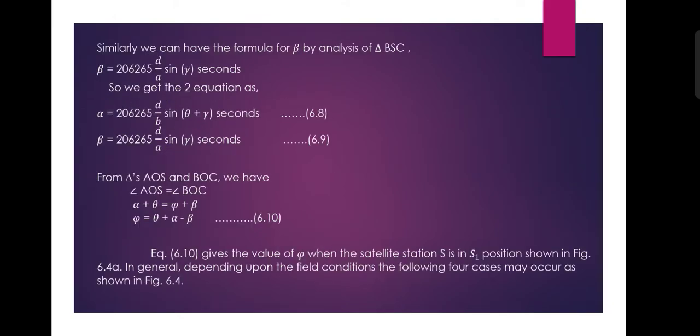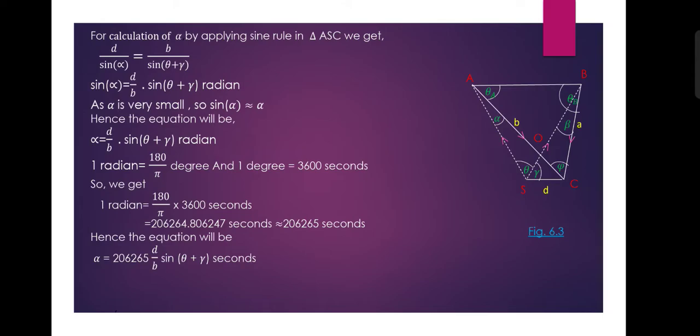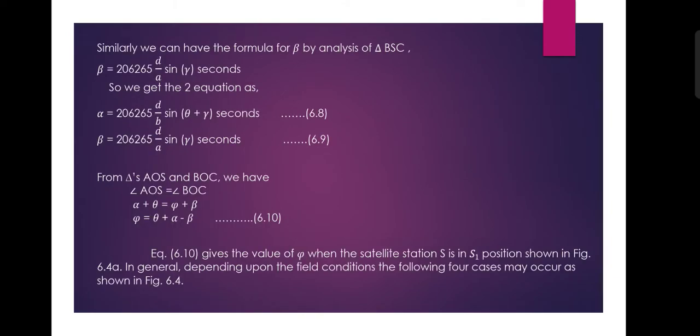Similarly, we can have the formula for beta by analyzing triangle BSC, where beta and gamma are related. We can see here that beta is opposite to the side d and gamma is opposite to the side a, and by this relation, applying sine rule, we can get easily the formula for beta, and by this we can get alpha and beta in terms of theta, gamma, and d, b, and a.